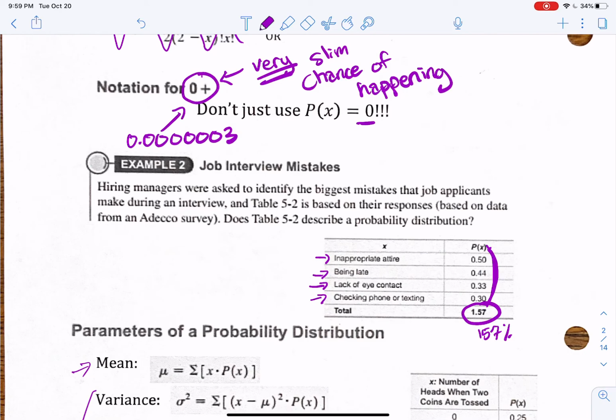So what this tells me from this table is that maybe some people who had improper attire were also having bad eye contact. So maybe some of those people were counted in there twice, okay? But this is not a probability distribution because it is 157%. And that's what it adds up to be, so that does not work.